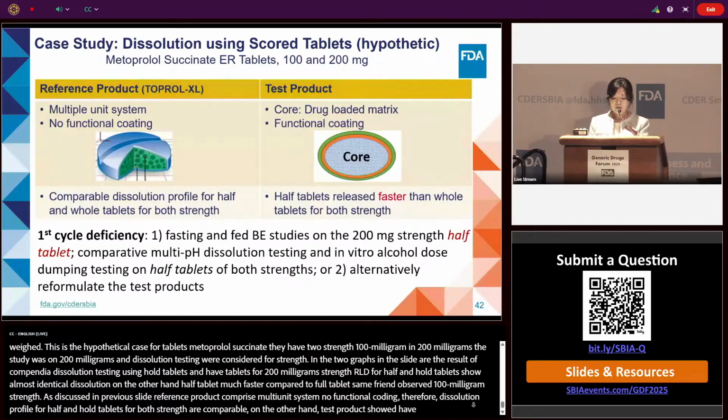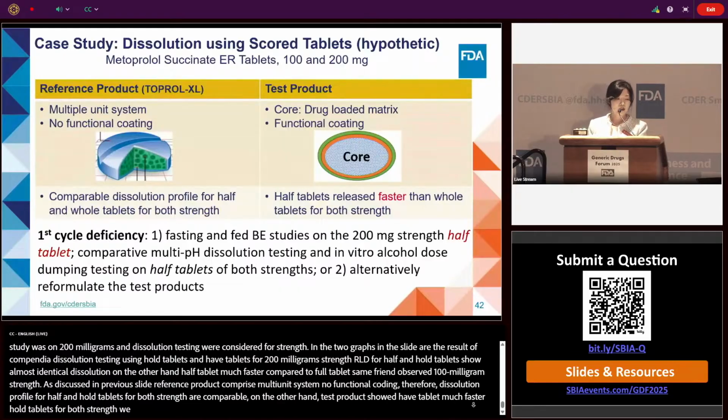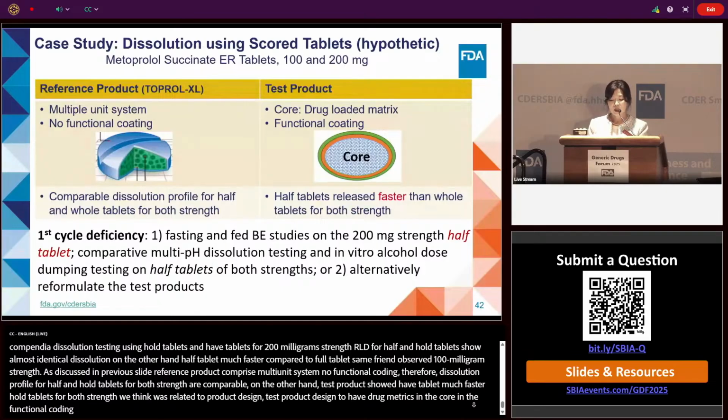And we think it was related to the product design. Test product is designed to have drug-loaded matrix in the core and functional coating outside. So as you can imagine, when test product is split, the functional coating is going to be compromised. So therefore, additional studies were recommended.